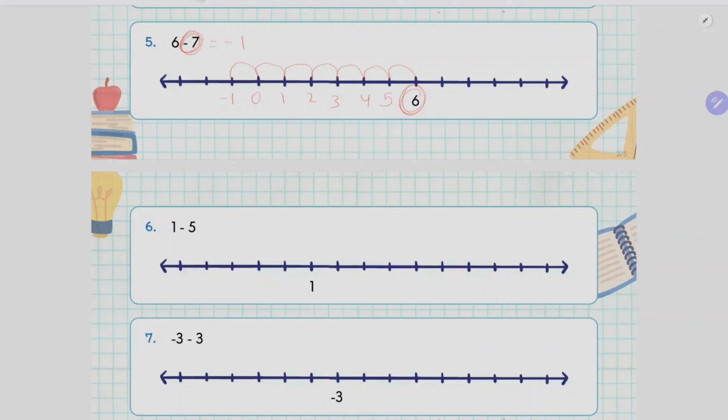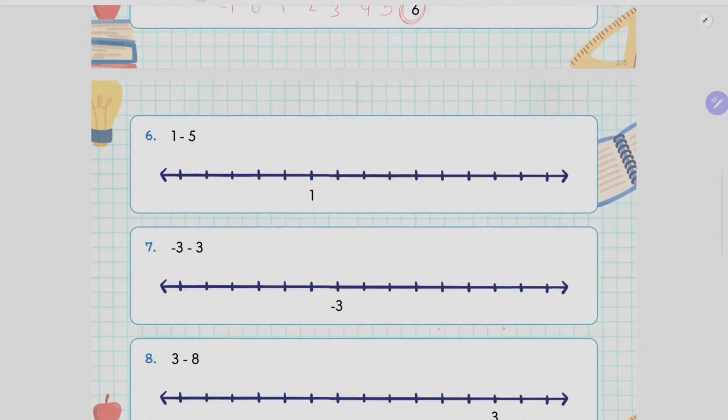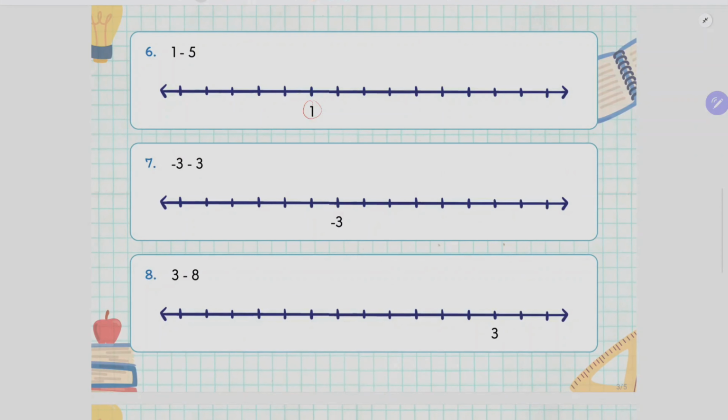We're doing great. So let's go on to problem 6. We're at 1, and since it's -5, which is negative, we're going backwards 5. So let's count 1, 2, 3, 4, 5. Okay, so let's fill that in. Remember, left is negative. 0, -1, -2, -3, -4. So 1 take away 5 gives you -4.